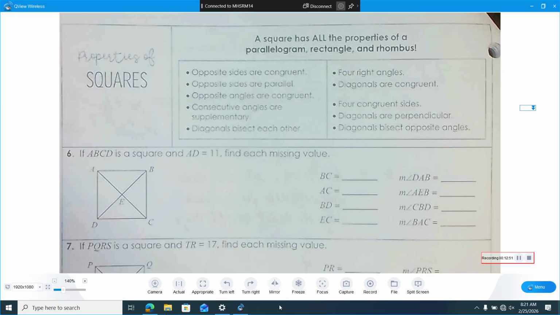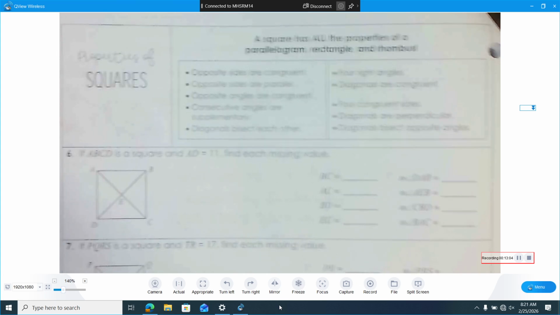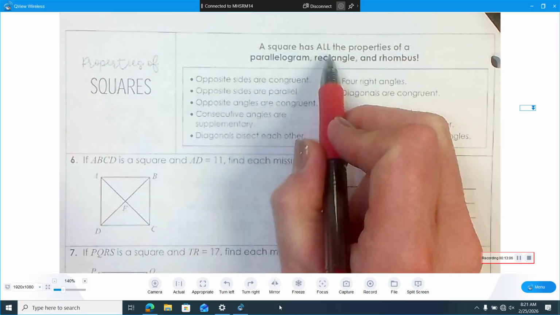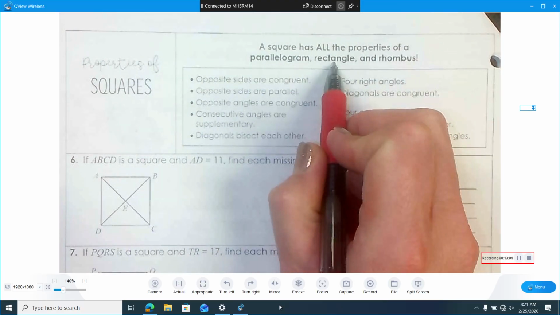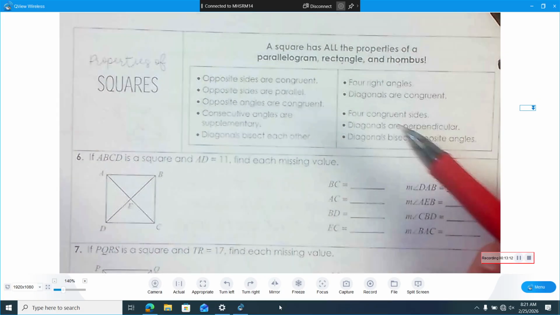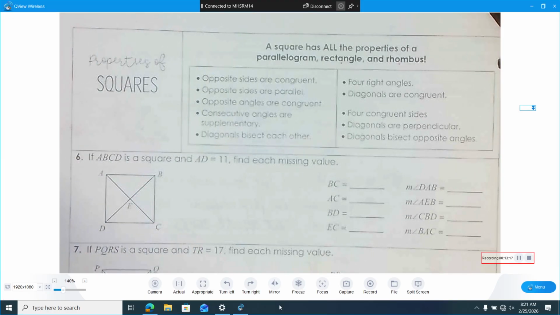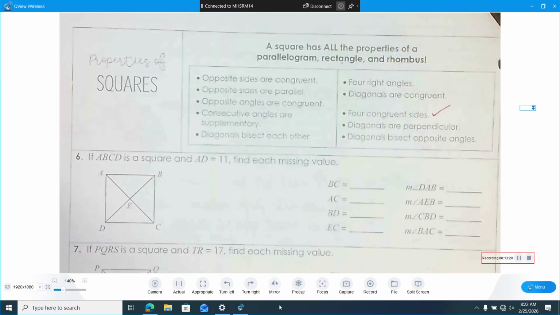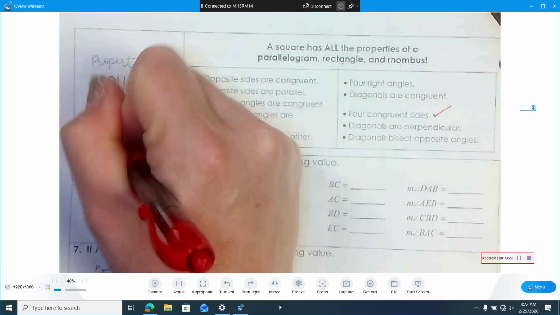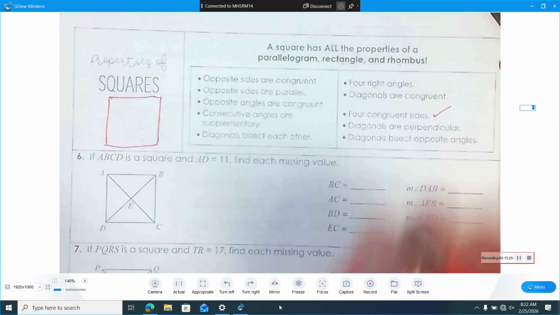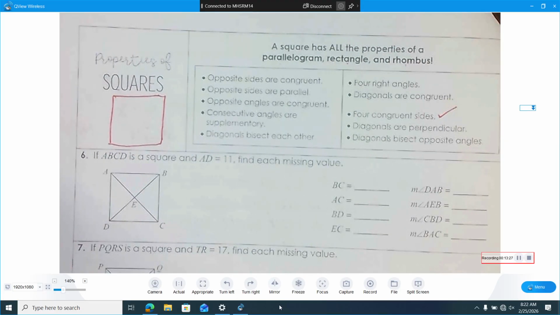Rhombuses also have a more specific type, a special type of rhombus, which is a square. A square has all the properties of a parallelogram, rectangle, and rhombus. Of course, we know a square has all 4 sides congruent, all right? 4 congruent sides, absolutely. You know what, I just like to have a little picture that I can draw. Draw yourself a little square.